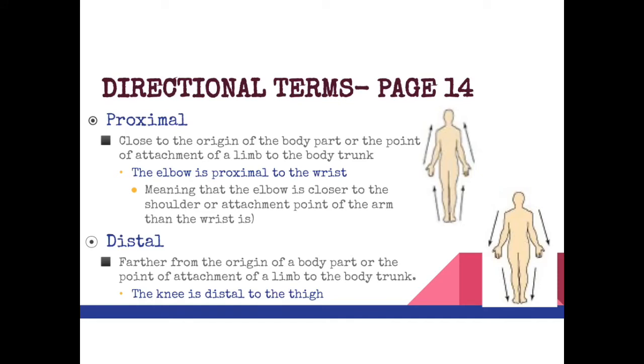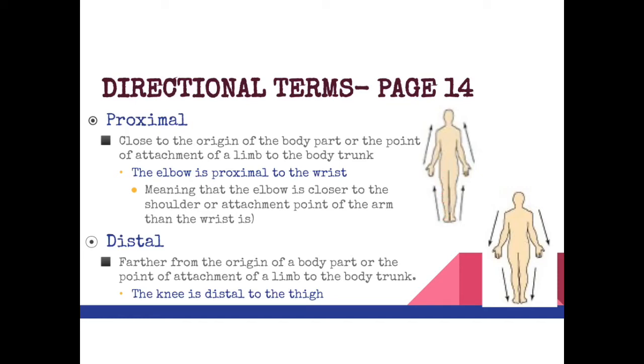Proximal and distal are the directional terms that most students struggle with the most because they're a little more tricky and not as straightforward as the other ones. But proximal just means close to the origin of the body part or the point of attachment of a limb to the body trunk. Okay, so we can think of these in terms of the legs.